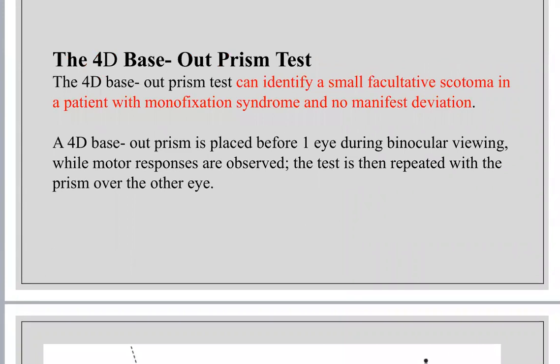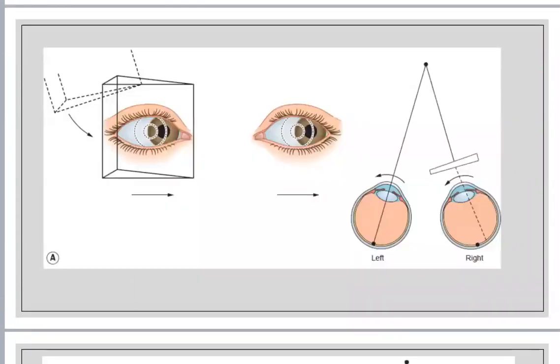The 4 diopter base out prism test is used to diagnose cases of microtropia or monofixation syndrome. Look at this one. Here I'm putting a very weak prism in order to test for the sensitivity in this central part, just in this foveal and subfoveal, or sorry, and juxtafoveal area.